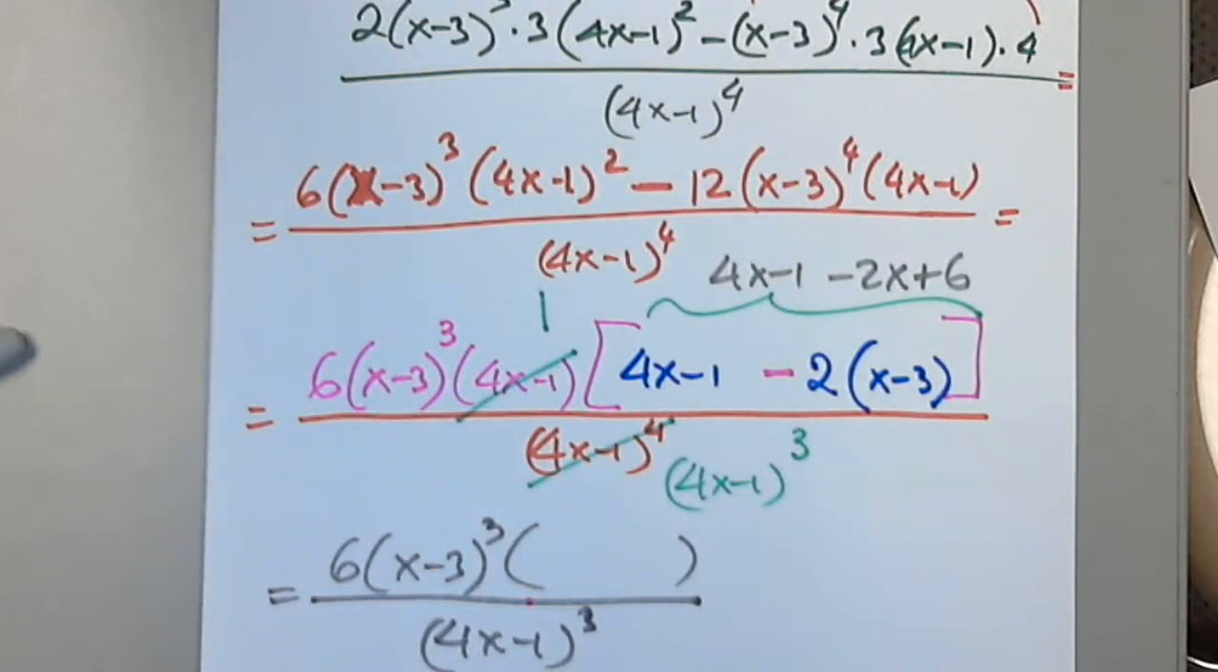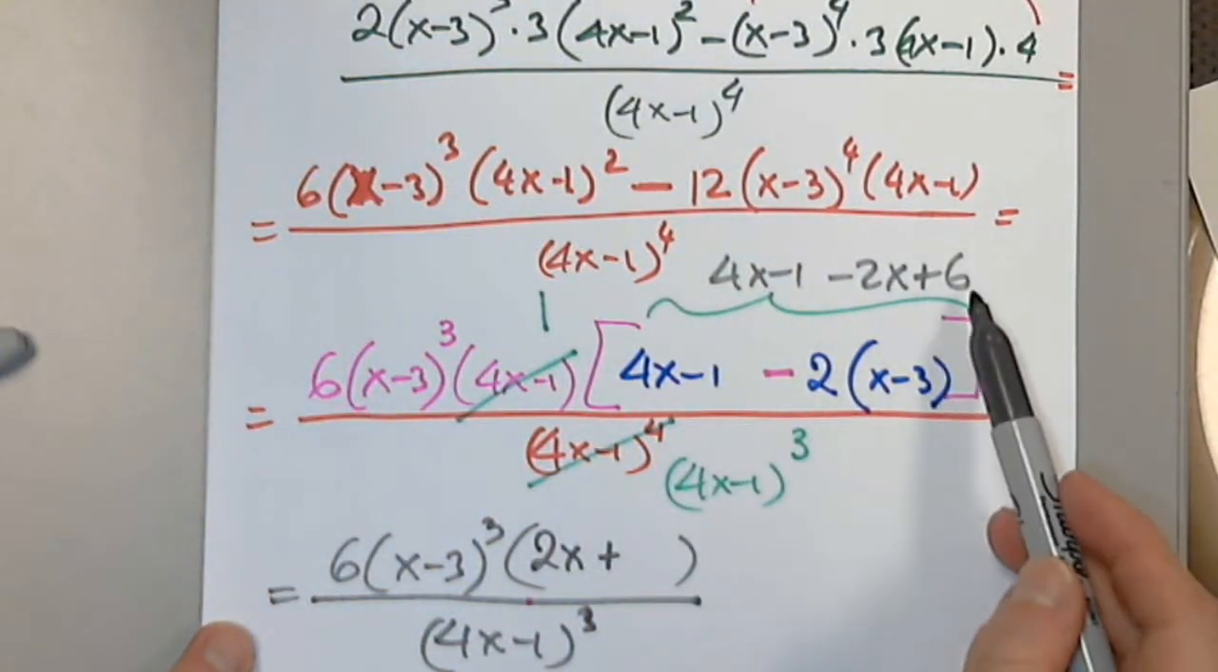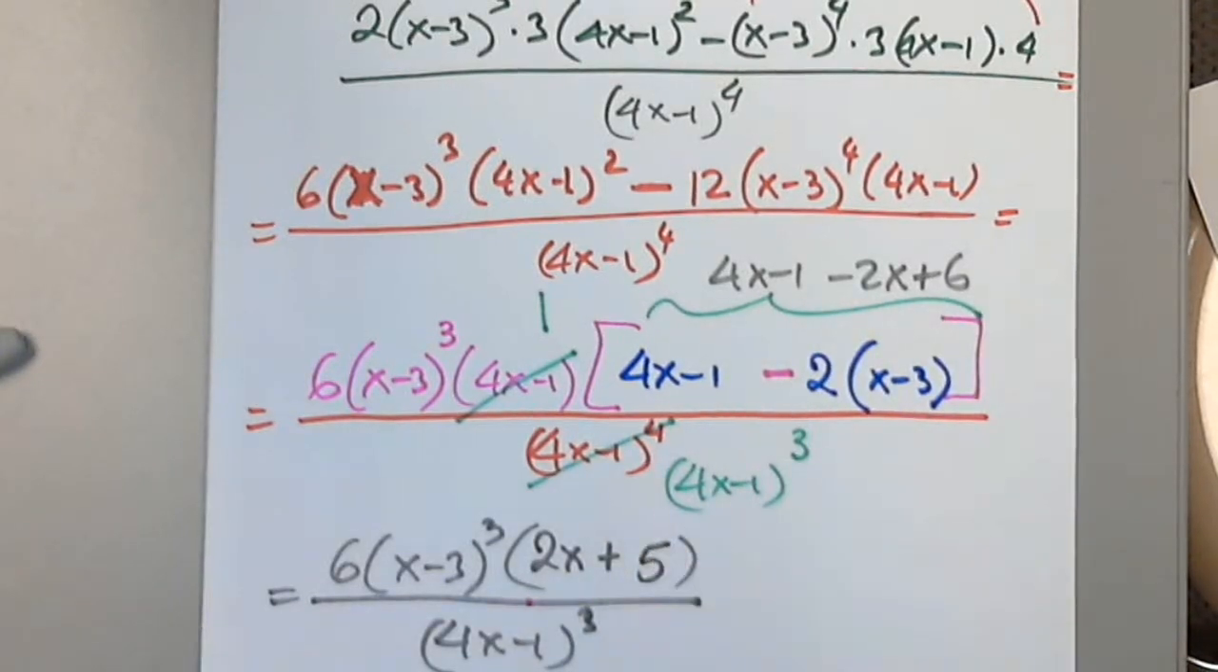2x minus 7. Not plus, plus 5. That's it. This is the final simplified form.